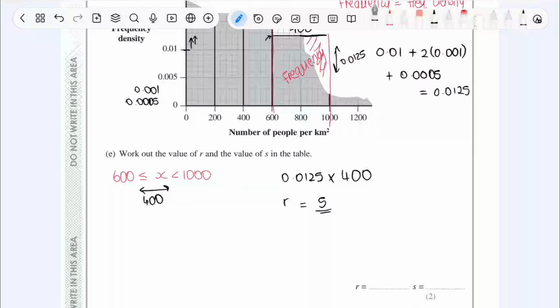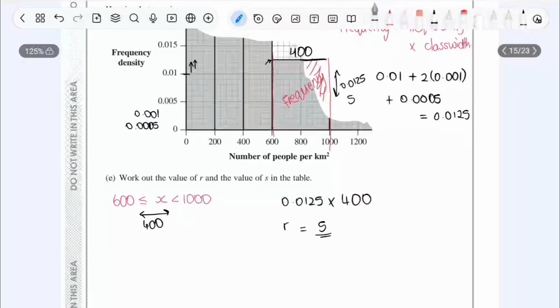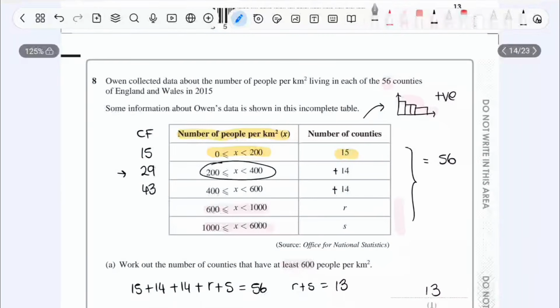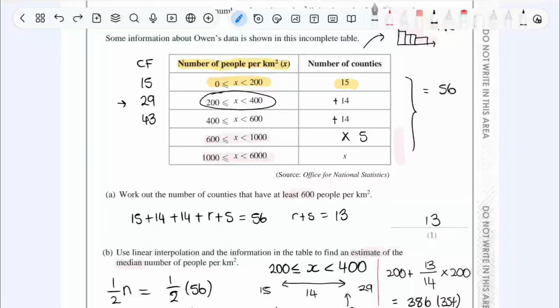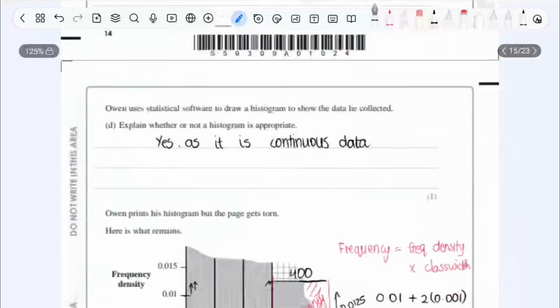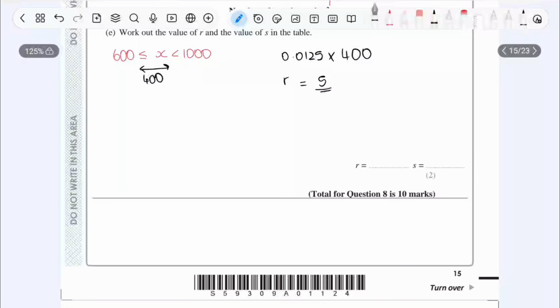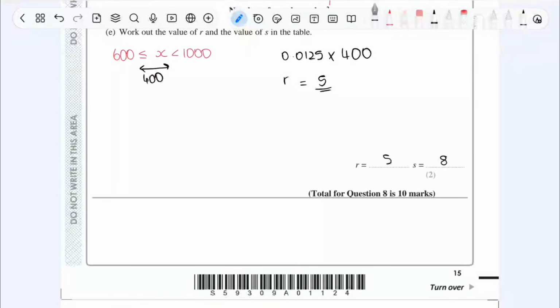Now you might think, how on earth am I going to use that to find S, which is presumably this part of the histogram? Well, now you can just use some common sense. If all of this adds up to 56, and now we know that this is actually 5, well, now you can just put that back into the formula. You can see that R plus S is going to equal 13, so S must be 8. And you can show that in the calculator, or you could just write it in. It's not much workings you need for this one. And that is question 8 done.